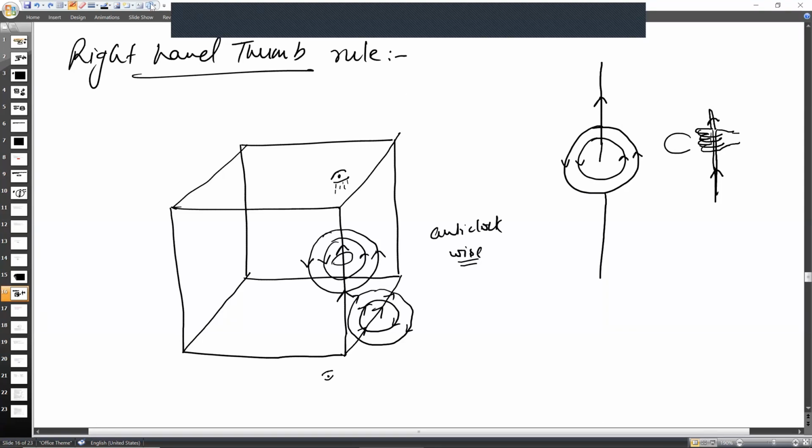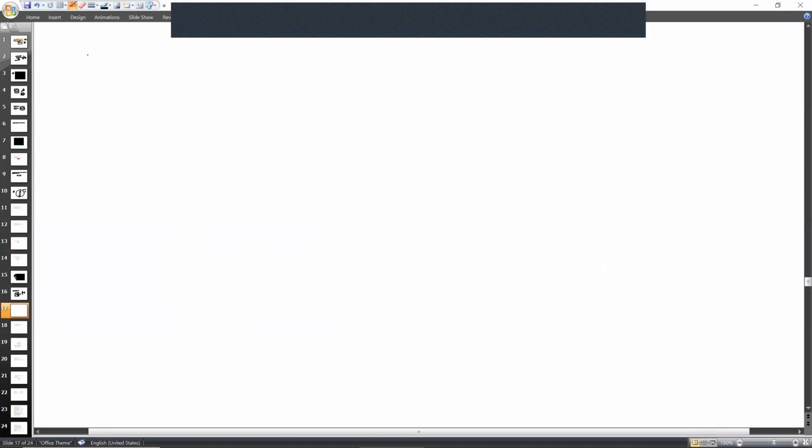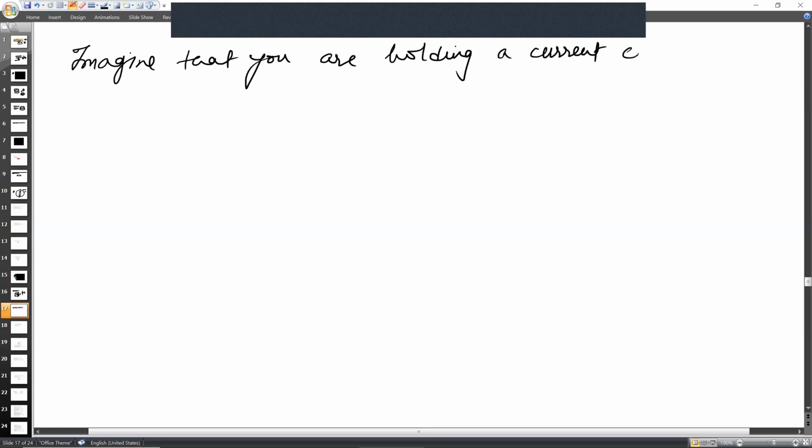Yes, sir. Understood. So what does the right hand thumb rule state? The right hand thumb rule states that imagine that you are holding a current carrying conductor in your right hand.